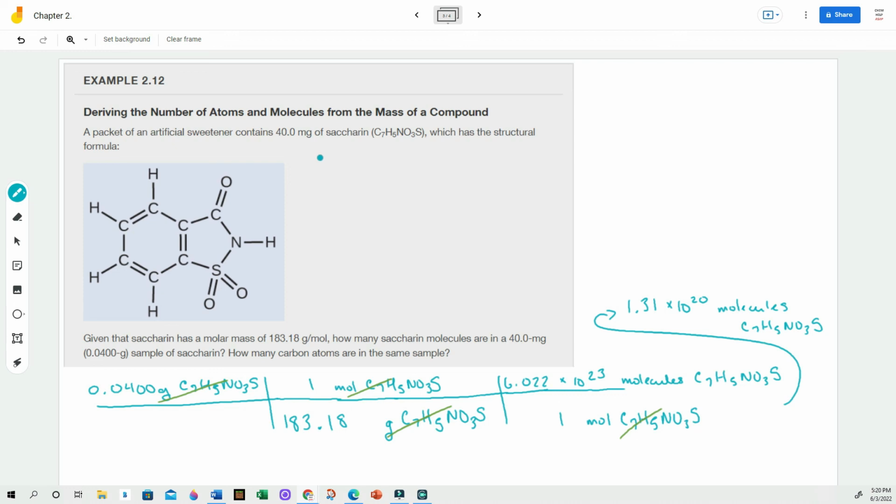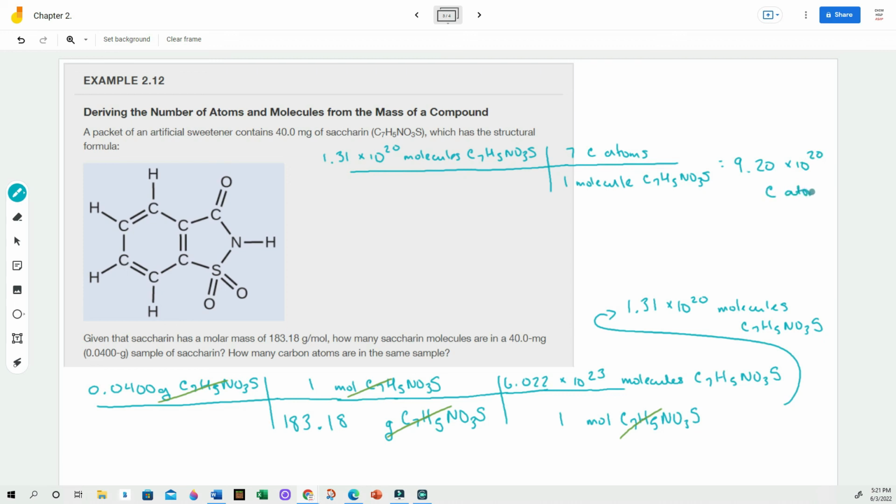And I'm going to write this in the picture because I'm going to need space. So I'm just taking my number of molecules of saccharin and I'm going to convert it into atoms of carbon. So for every 1 molecule of saccharin, there are 7 carbon atoms. And that will give me my total number of carbon atoms, and that is 9.20 times 10 to the 20th carbon atoms.